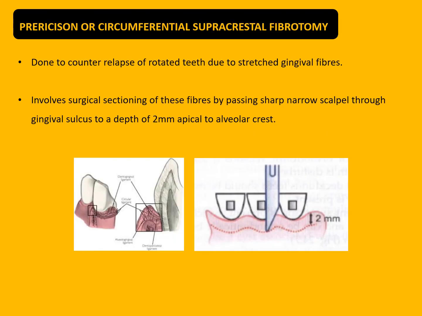There's also one technique which you can perform to counteract the deleterious effects of these stretched gingival fibers, and it's known as precision or circumferential supracrestal fibrotomy. It involves surgical sectioning of these affected fibers by passing a sharp narrow scalpel through the gingival sulcus to a depth of 2 millimeters apical to the alveolar crest. You're just incising these fibers so that they don't contribute to any relapse of these rotated or derotated teeth.